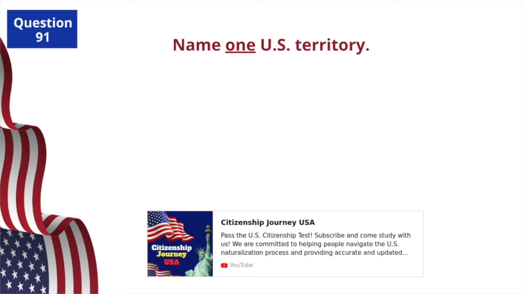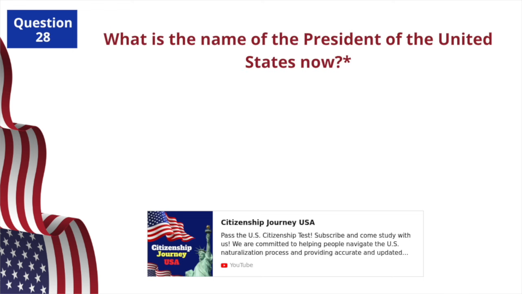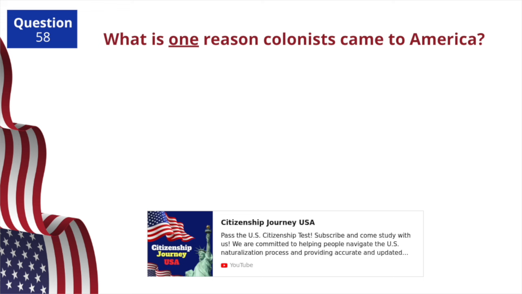Name one U.S. territory. Guam. What is the name of the President of the United States now? Joe Biden. What is one reason colonists came to America? Freedom.